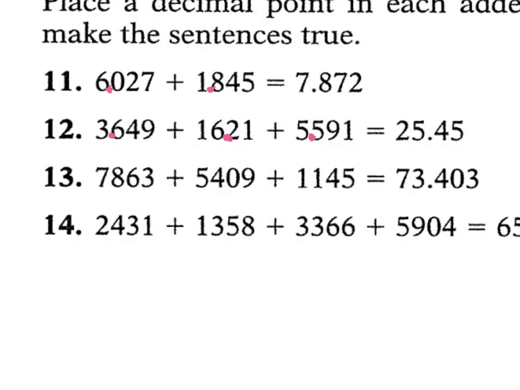For 13, we need our numbers to add up to 73. So 78 would be too big, so I'm going to start by putting our decimal in between the 7 and 8, so I have 7.836. Next, I could use 54 because we need to get it to add to 73. So I'm going to put our decimal there, and then we could use an 11 too. So I'm going to put the decimal there. So if we added up 7.863 plus 54.09 plus 11.45, we would get 73.403.